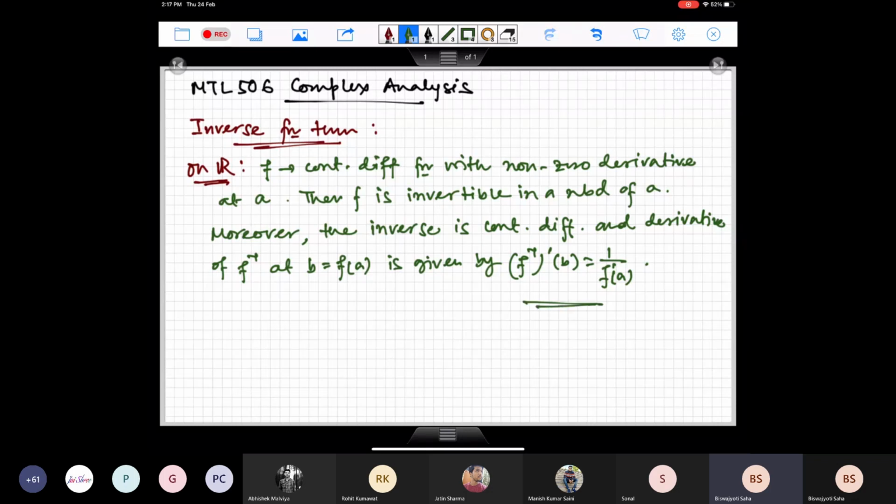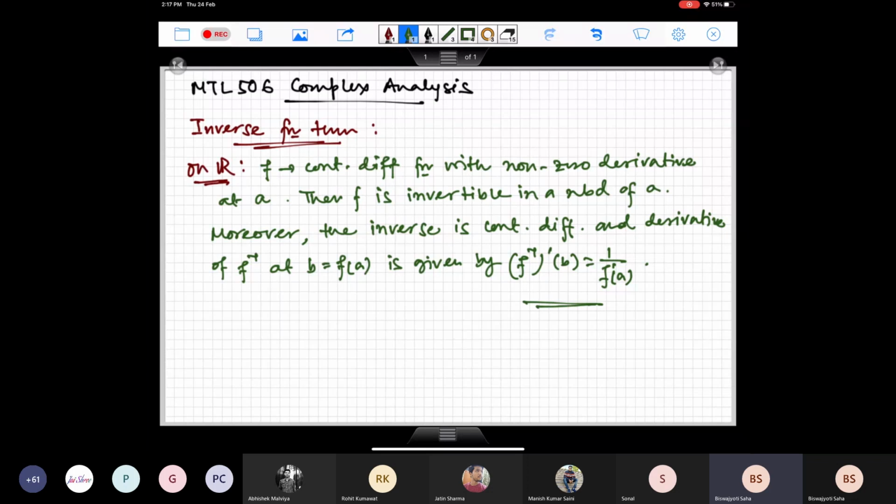Now, if in place of this I take functions defined on subsets of R, or even real valued functions of several variables, then this condition of non-vanishing derivative needs to be replaced by non-vanishing of the determinant of the Jacobian. If you have seen several variable calculus, you will probably get a statement like that.